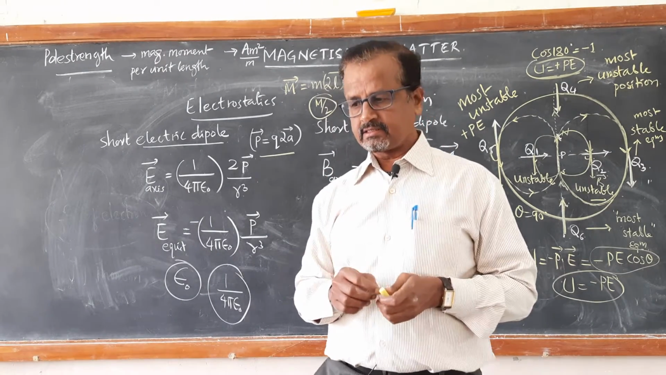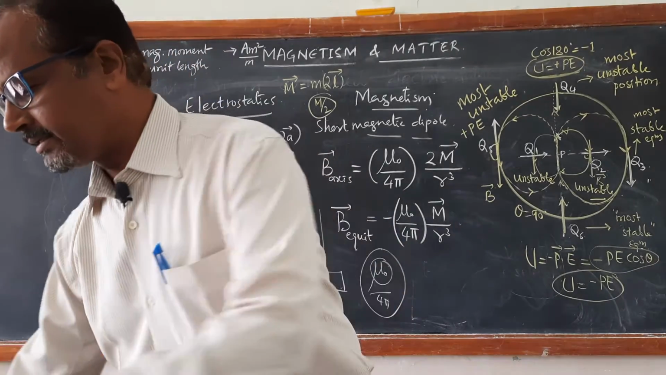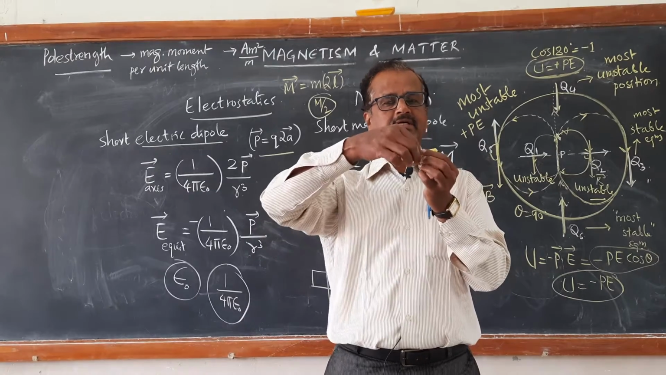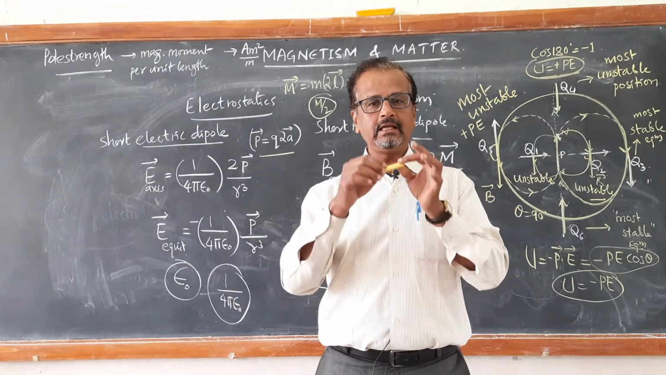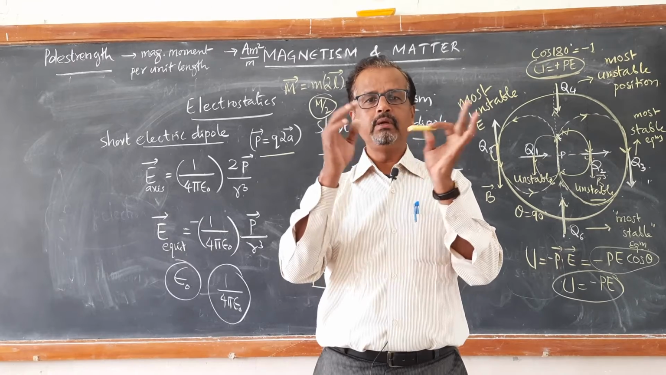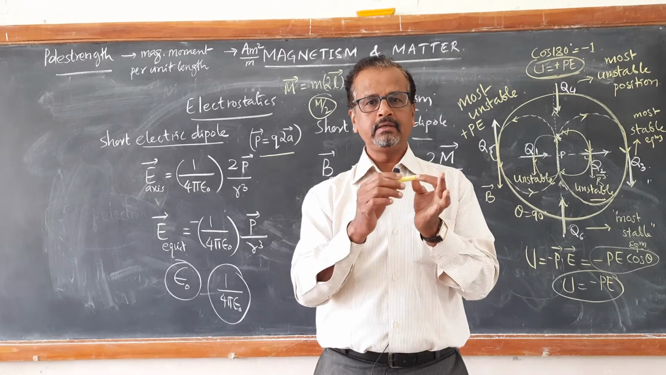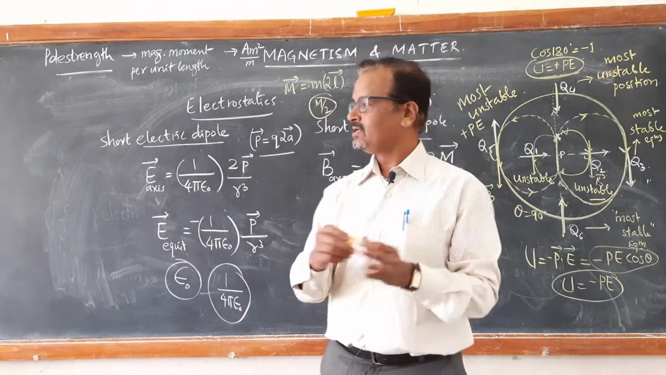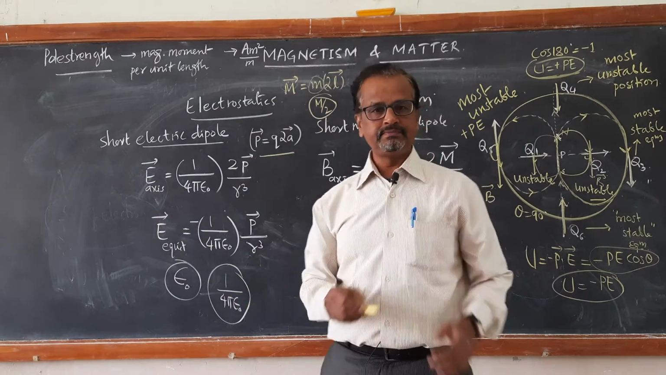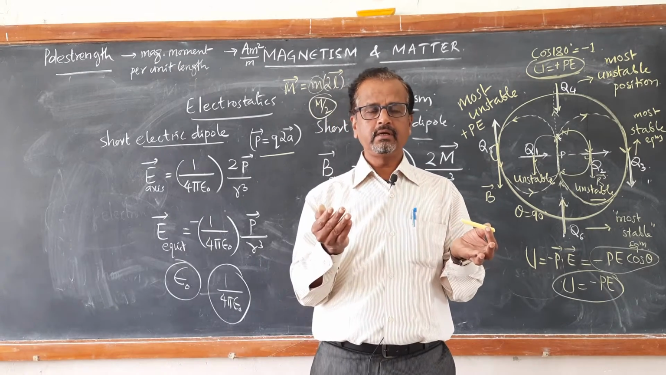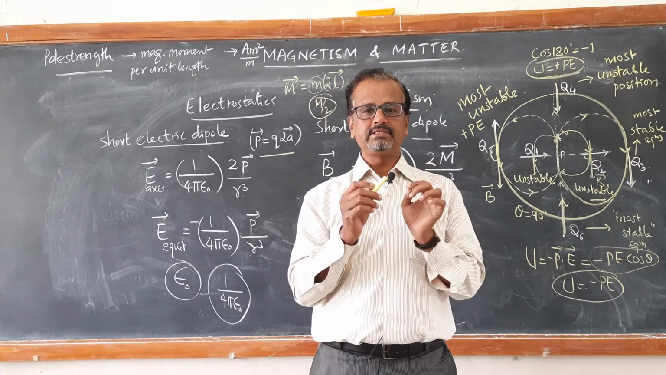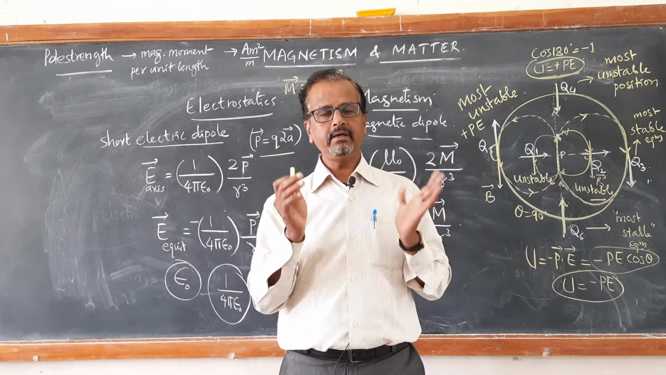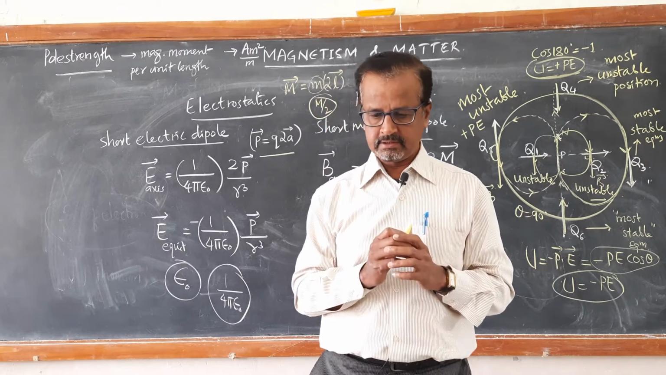In the same way, if the magnet is cut along its length into two halves, then the length of each half will be the same, 2l. But what happens to the pole strength? The pole strength will definitely be reduced to half: m becomes m by 2. Therefore, each piece will have half the magnetic moment. This is the first question.